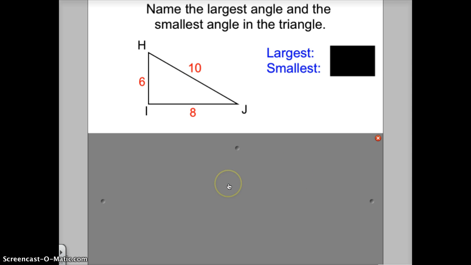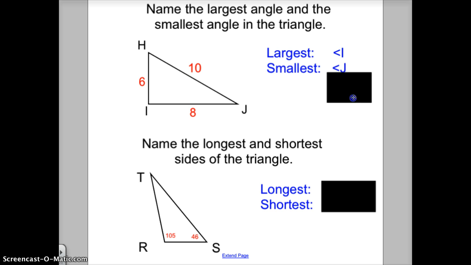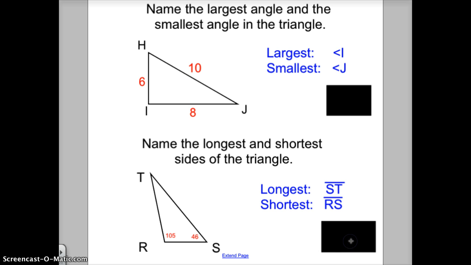Looking at the triangles here, I want you to identify the largest and the smallest angles in the triangle, and also do the same for the largest and shortest sides of the triangle. Do that now, please. Hopefully you found that the largest and smallest angles of the triangle are angle I as the largest and angle J as the smallest. The largest and shortest sides would be ST as the longest and RS as the shortest.